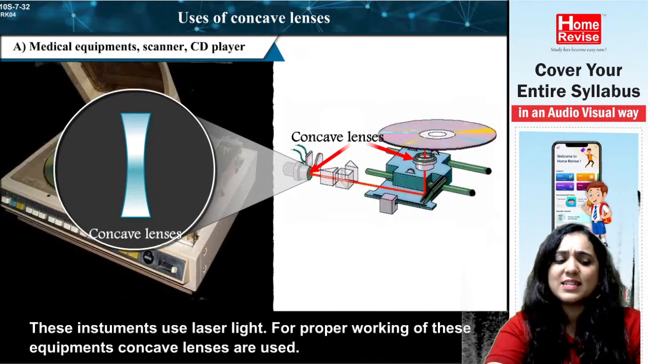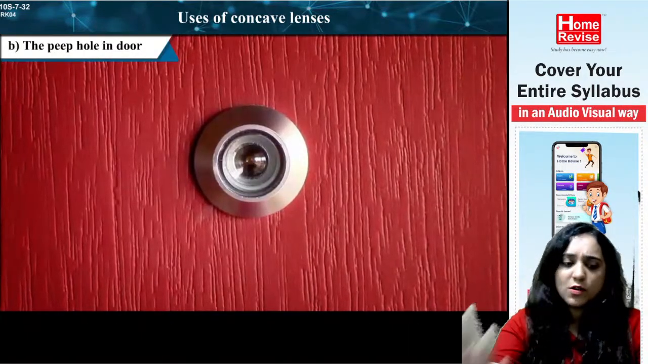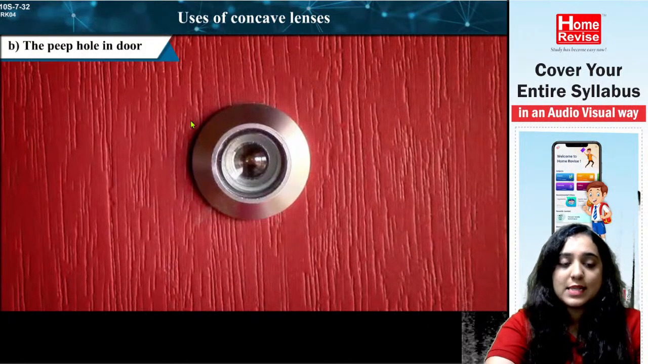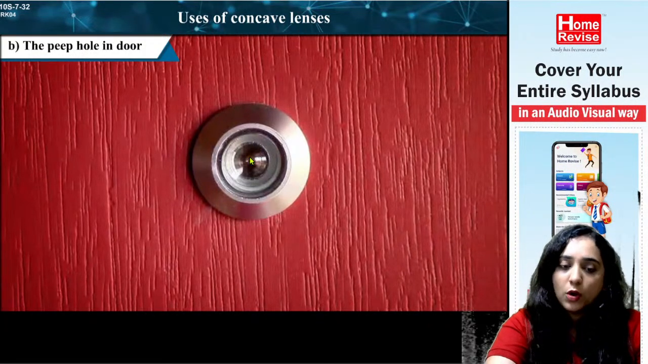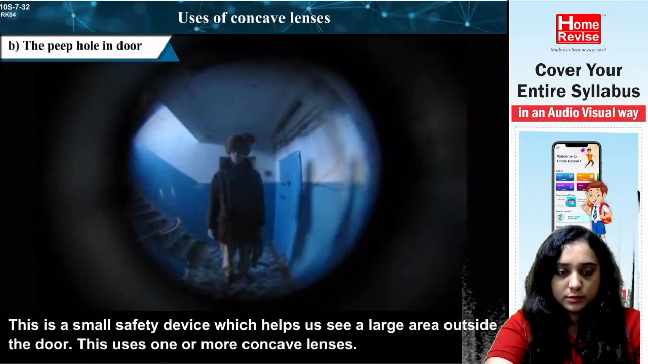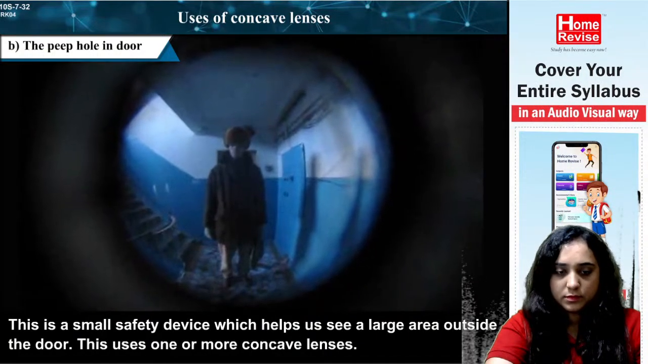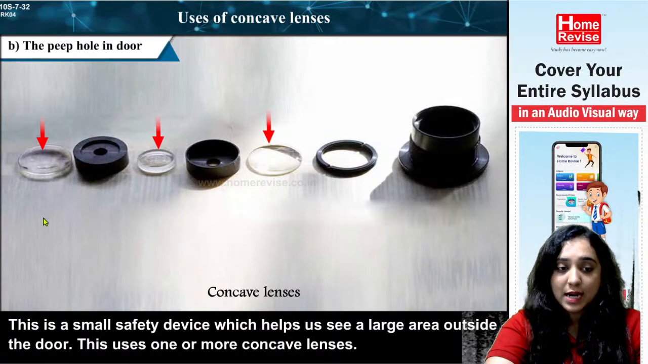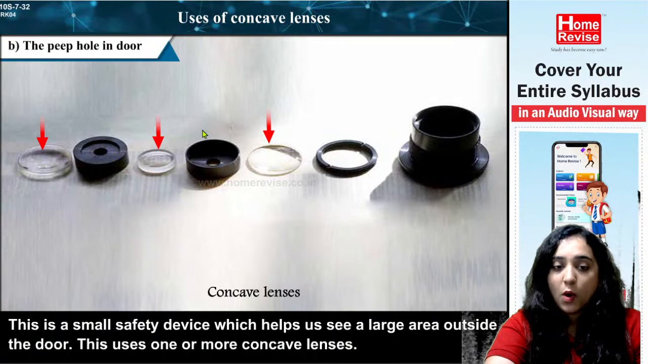Yes, now this is just an example. So just understand things, okay? The second one is the peephole in the door. This is very familiar to us, okay? This is a small safety device which helps us see a large area outside the door. This uses one or more concave lenses. See, this is very interesting to understand. They're using one or more concave lenses, okay?